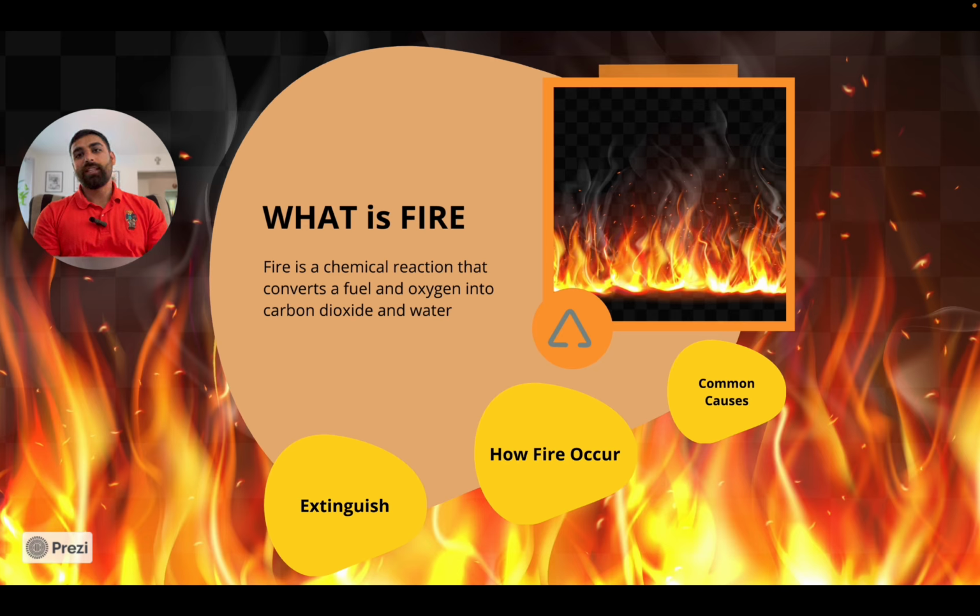So fire is basically a chemical reaction between the fuel and oxygen, which is an exothermic reaction, and it converts into carbon dioxide and water.